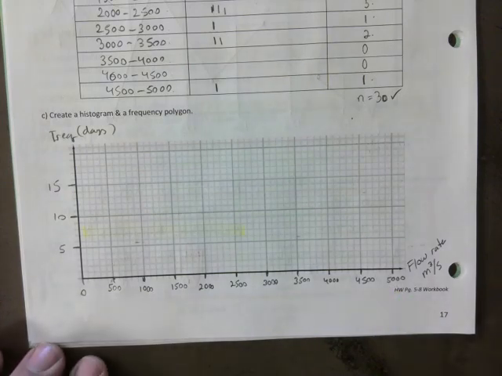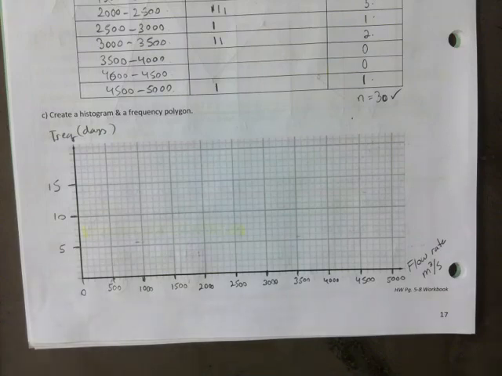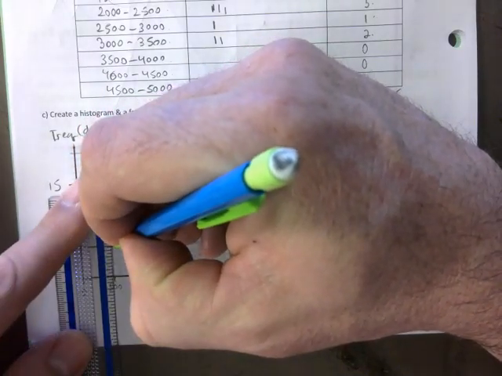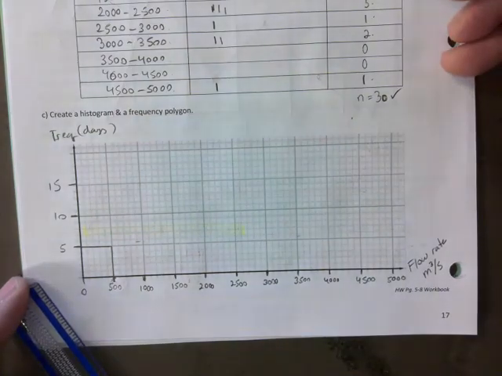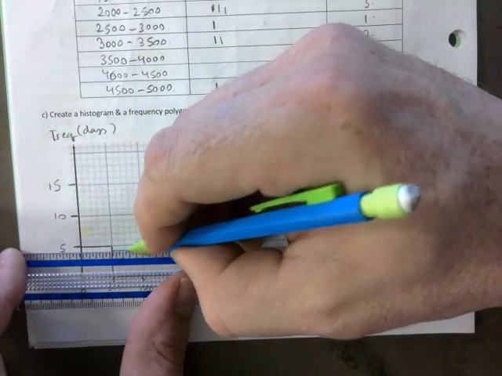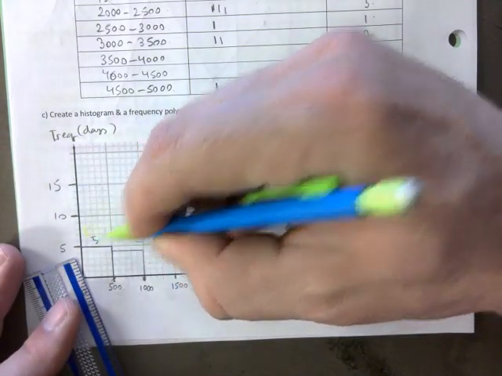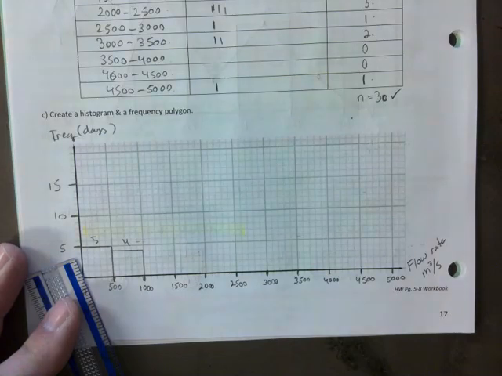So I have that, and histograms is what? Those are the bars, right? So between 0 and 500 I have 5. So I can start right there. Then I have 4. And I always like to write down the number at the top. And then I have 6.